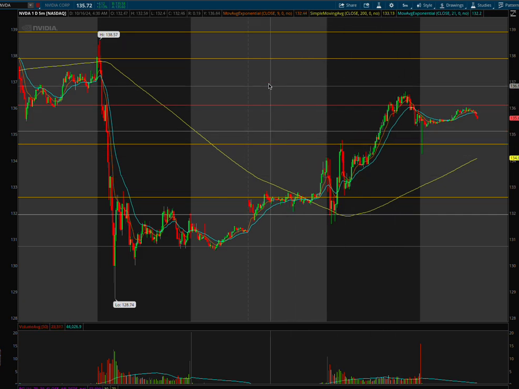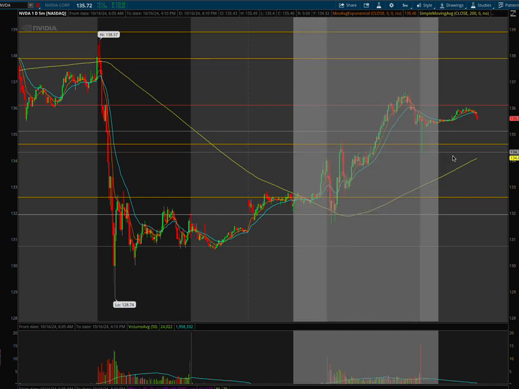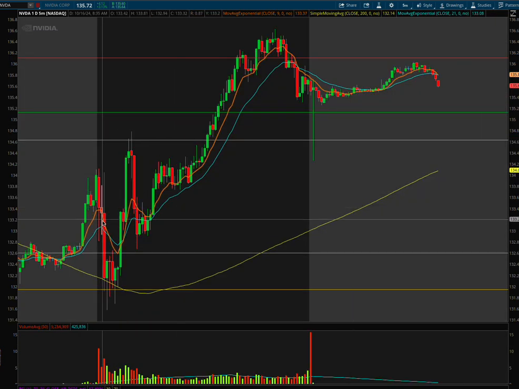Right here we have Nvidia on the 5-minute chart. I'll zoom in here. So this is the action through Nvidia today. And where I entered this trade was on this green candle right here, and I traded it all the way up until about right here when it started to break below this previous high.